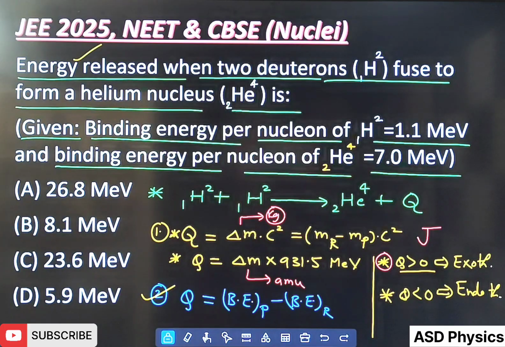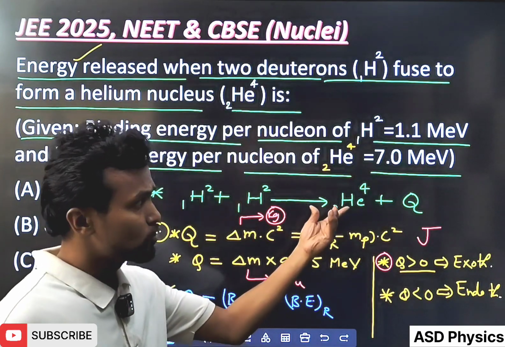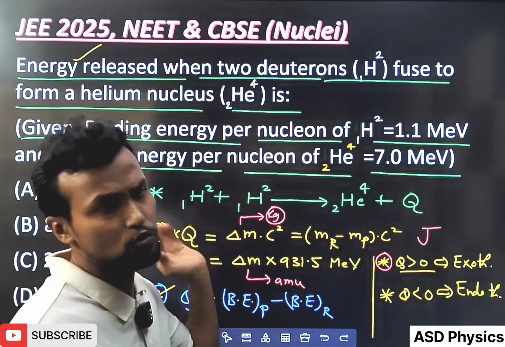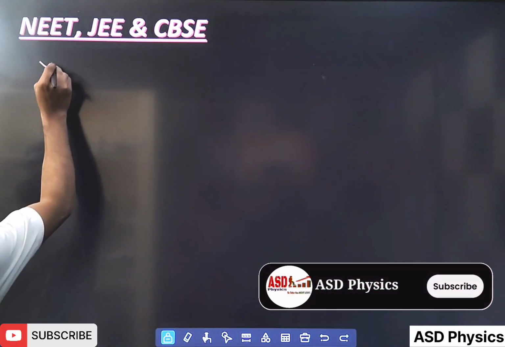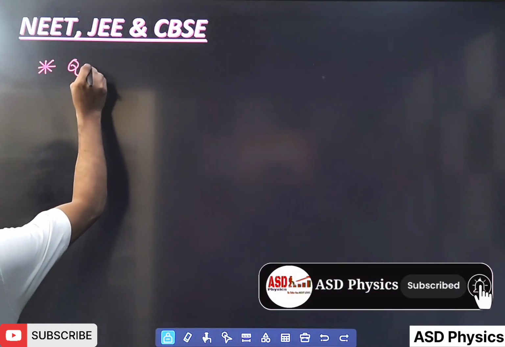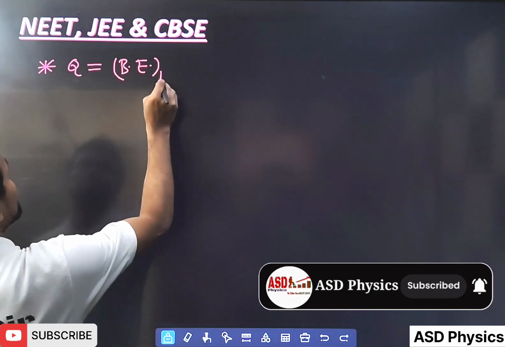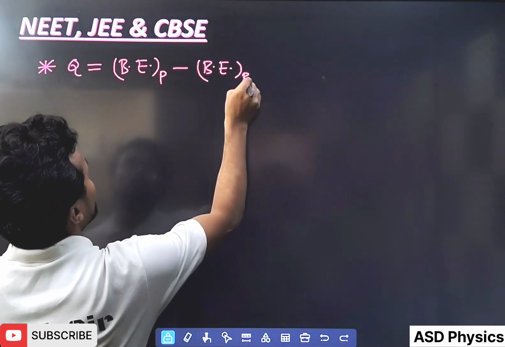Okay, so now we'll just see here. First we'll see the binding energy of the product. What is the product? Helium is there, and the reactant is deuterons. So here I can write this Q value or energy released as binding energy of product minus binding energy of reactant.